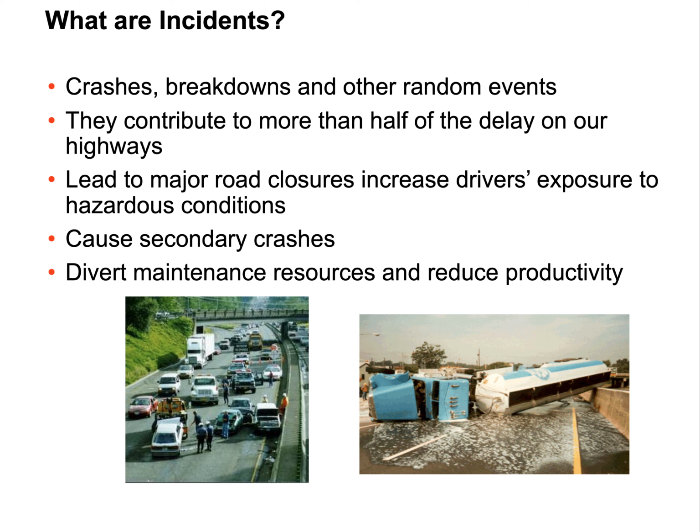The example we're going to start with is about an incident, but first I need to tell you what an incident is. You've probably seen crashes, breakdowns, and other things happening out on the roadways. So an incident is defined as a crash, breakdown, or other random event that occurs on the highway, usually either blocking one or more of the lanes on a roadway, or, if it's not blocking, it's something that causes rubbernecking, which can slow down traffic. Incidents contribute to more than half of the congestion on our highways.